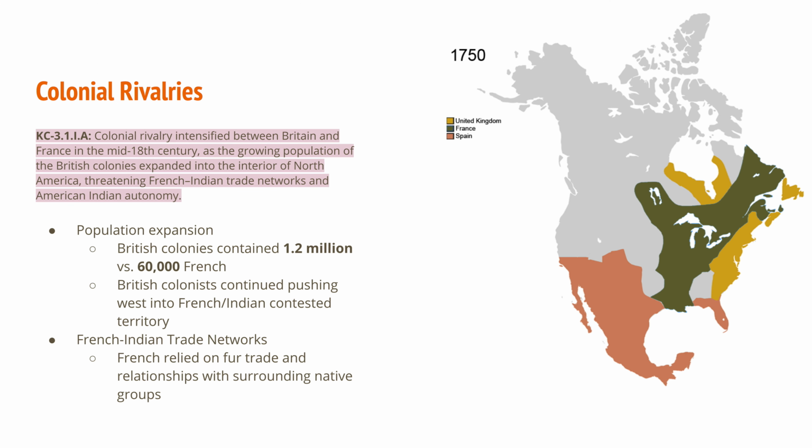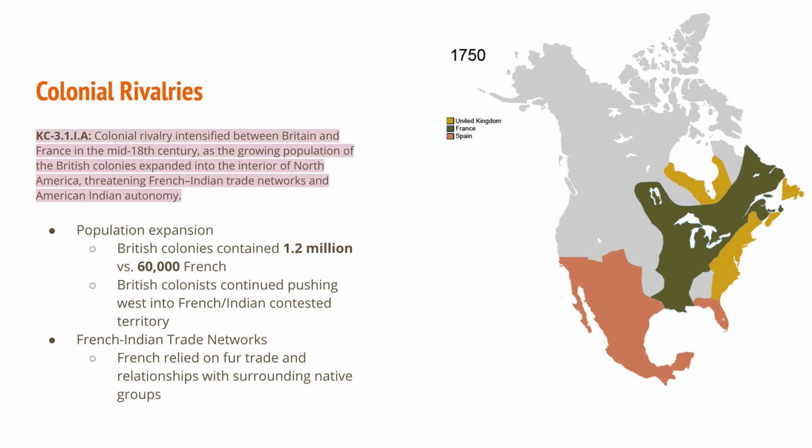The first one is colonial rivalry intensified between Britain and France in the mid-18th century as the growing population of the British colonies expanded into the interior of North America, threatening French Indian trade networks and American Indian autonomy. So let's talk about this population expansion.